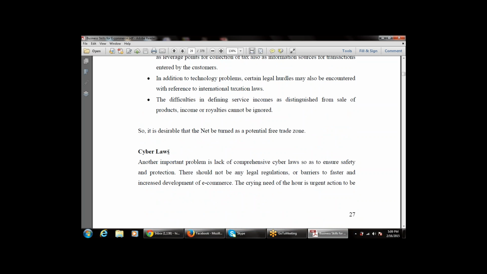Next is cyber laws. That is the next limitation of e-commerce. First of all, let's take a break, then move to this topic, the cyber laws.